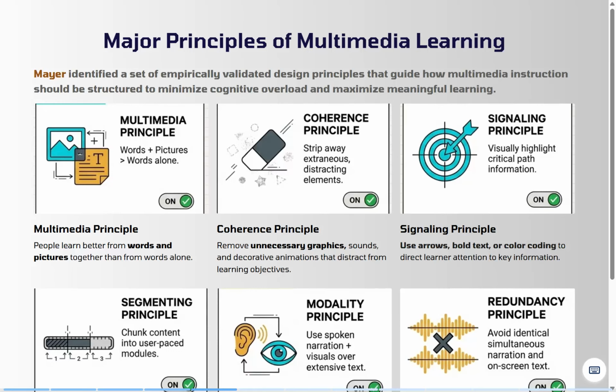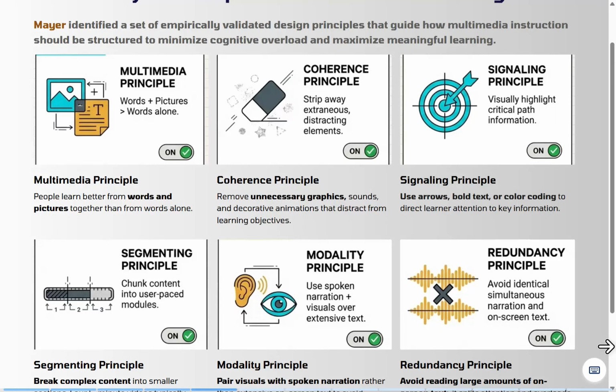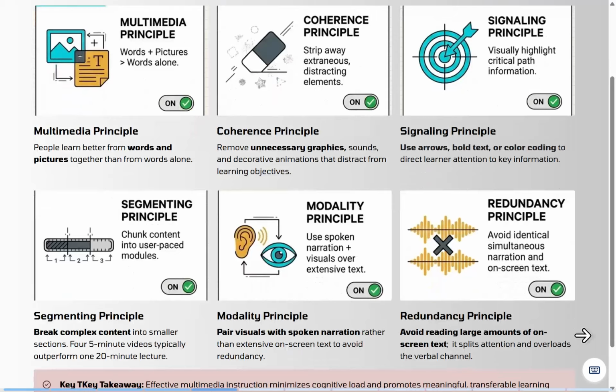The major principles of multimedia learning are based on these three assumptions we just went through. Meyer developed several instructional principles that educators can immediately apply when designing learning experiences. One of the best known is the multimedia principle, which tells us that students learn better when words and visuals work together, rather than relying on text alone. Another one is coherence. The idea is simple. Remove anything that doesn't contribute to learning.